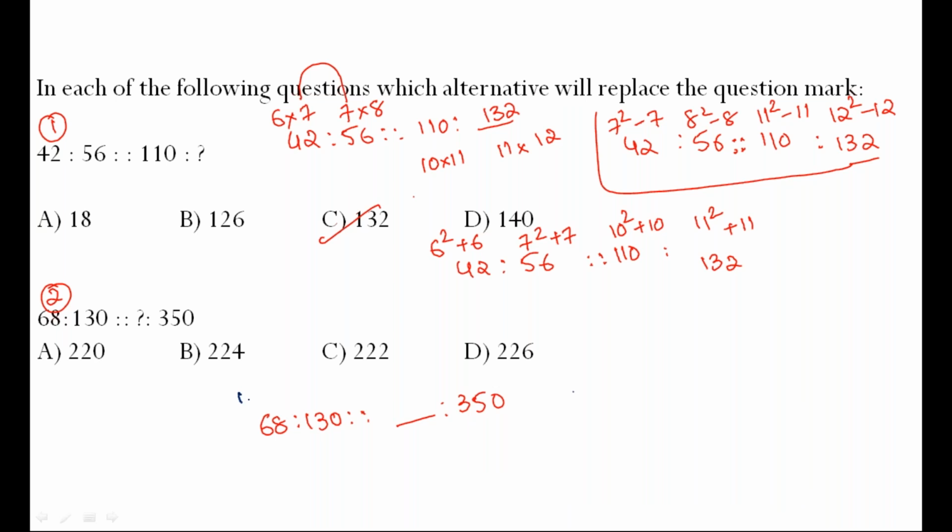See this: 68 is nothing but 4 cube plus 4. 130 is 5 cube plus 5. This is 7 cube plus 7. And now if you perform 6 cube plus 6, it's nothing but 222. Very good, n cube plus n logic. We discussed a similar example in number series as well. In this analogy concept, you should see how the first two numbers are linked, and link the same way. Next one we have to do.